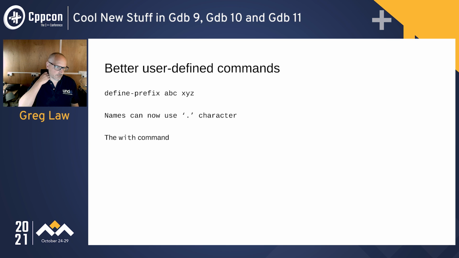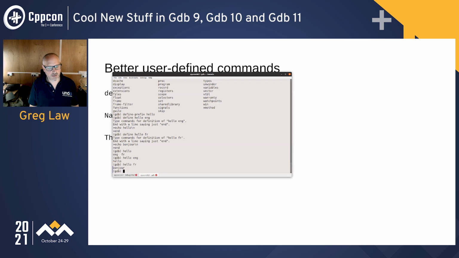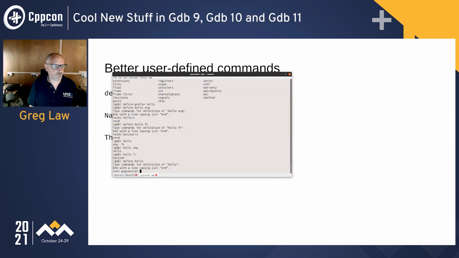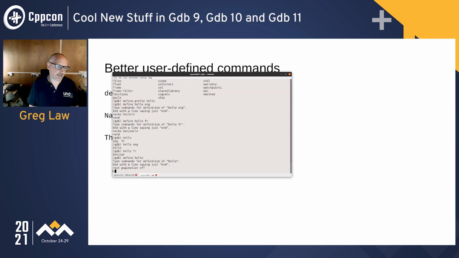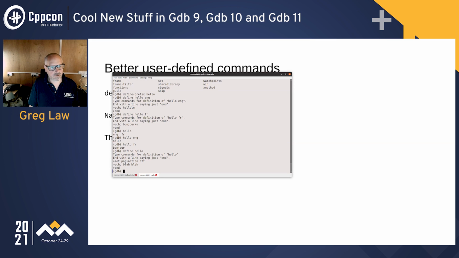The with command. Now, this is particularly useful, I think, inside user-defined commands. So inside my user-defined command, I might want to change some kind of setting, right? So maybe, I don't know, maybe things go a bit nasty if my pagination is on. So maybe I go define hello and I want to go set pagination off, and then echo a whole bunch of text. Let's just pretend this is many lines long. Fine, right? Well, the trouble is now when I run that command, of course, it's going to have a side effect of setting pagination off. So show pagination is on.